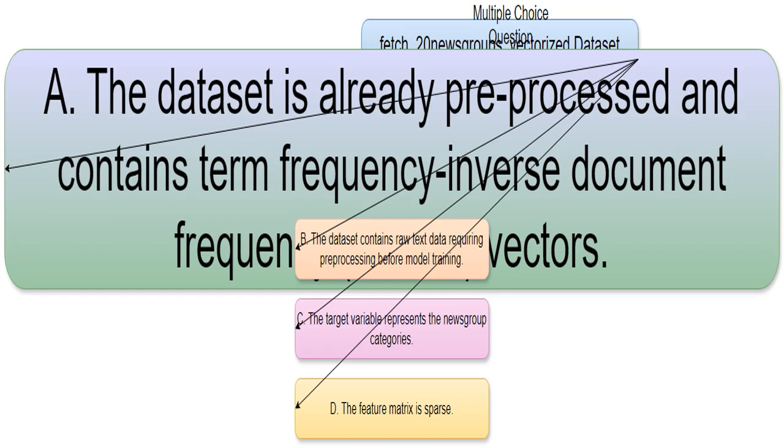I see this option focuses on what the labels in the dataset represent. Think of it like this. Each news article belongs to a specific category, like sports or politics. The target variable is simply the name of that category for each article. So, this statement is saying that the labels in our dataset tell us which newsgroup each article came from. That's what the target variable directly tells us.